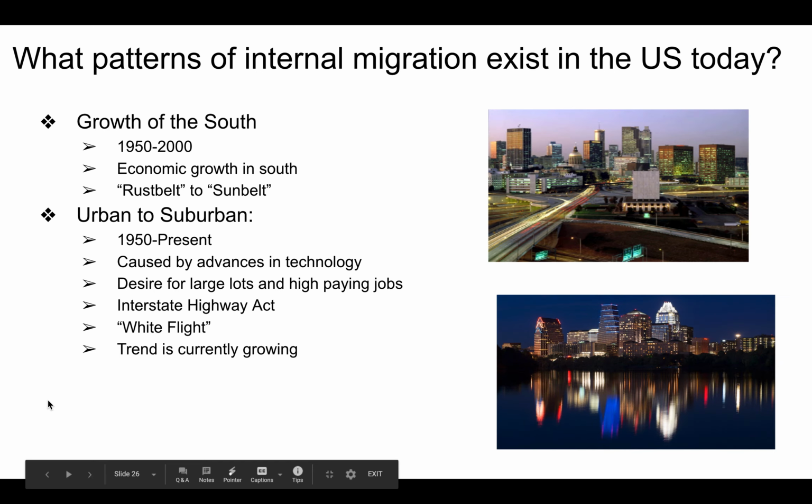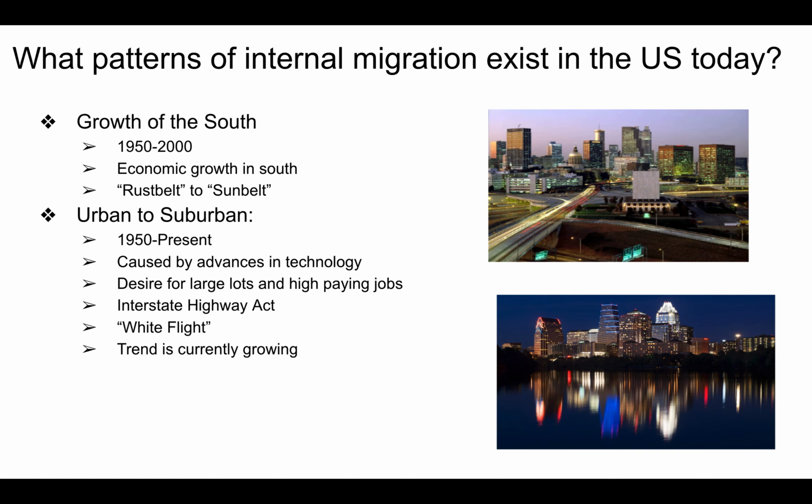Internal migratory patterns, we see an interregional migratory pattern between the 1950s and 2000, people moving from the Rust Belt, so the northeastern large cities like Pittsburgh, Detroit, Flint, Cleveland, and heading south to the Sun Belt. Some of the causes would be the Interstate Highway System, and then also the air conditioner. And then we see urban to suburban, so we see intra-regional migration, moving from urban cities to suburban areas, which are outlying metropolitan areas. And that's really 1950 to present.